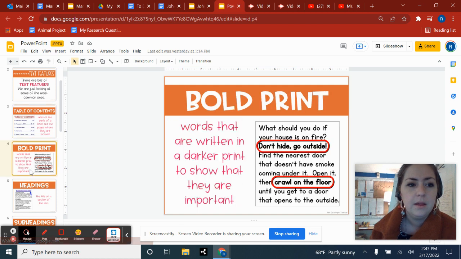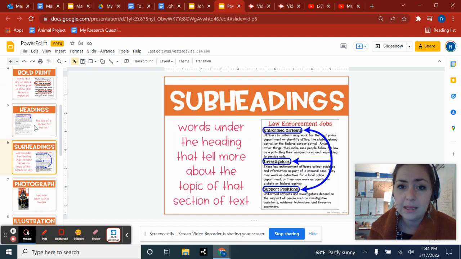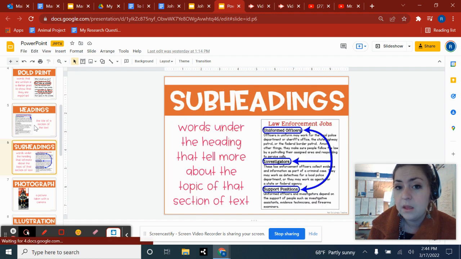Okay? Bold print, these are words that are in bold, meaning they're a little darker than other words. The reason that they're darker is because they're usually vocabulary words that they think you might not know and will need a little help with. Headings and subheadings. Now, headings and subheadings are both just another way of saying they're titles. Usually big headings you would have no problem identifying. It's kind of like the title of a story.